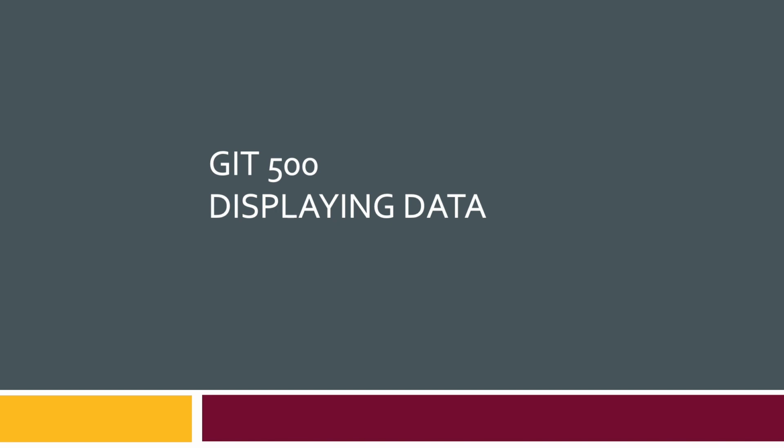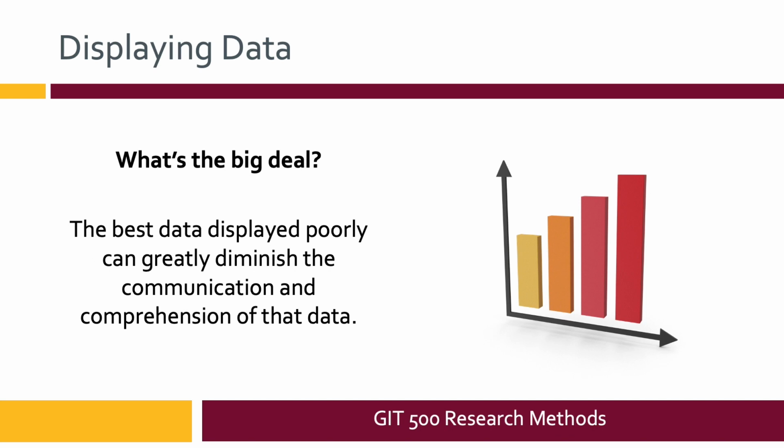GIT 500, displaying data. So you might be wondering what the big deal is. Well, you can have the best data in the world that shows amazing or important things, but if it's displayed poorly, it can greatly diminish the value of that data, how it's communicated, and how people understand it.